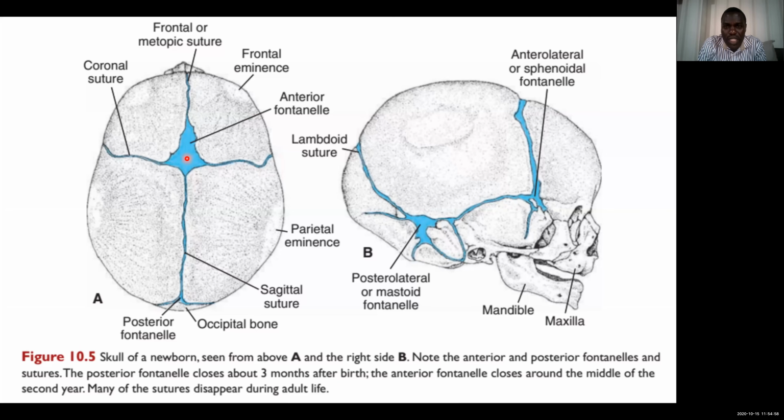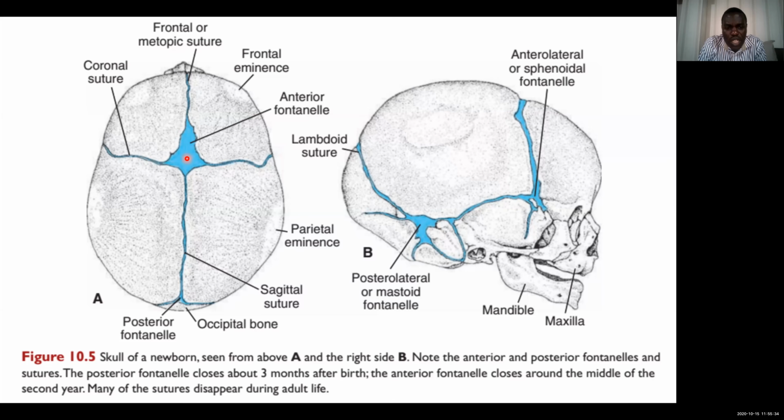The anterior fontanelle is important clinically. You can use it to make some diagnosis. For example, a child might be brought to hospital. You look at the anterior fontanelle and the anterior fontanelle is bulging. In another scenario, you may see a different child, and the fontanelle is sunken, it's deepened.